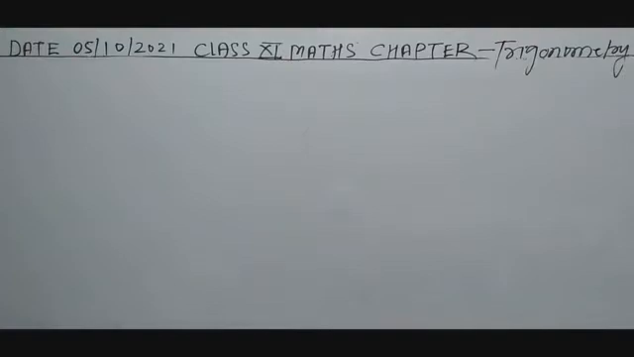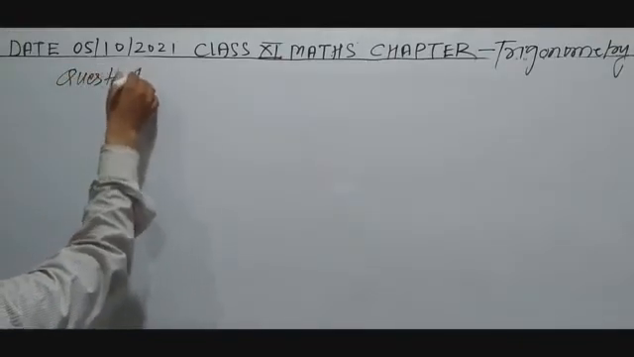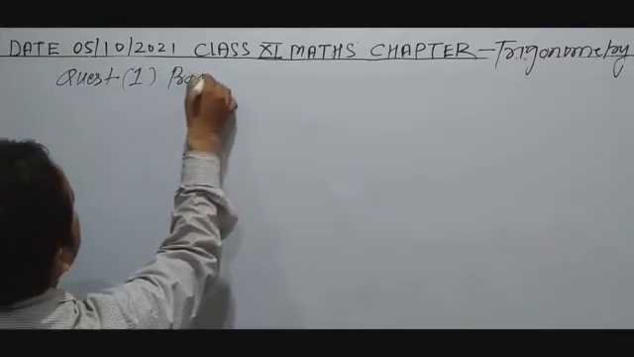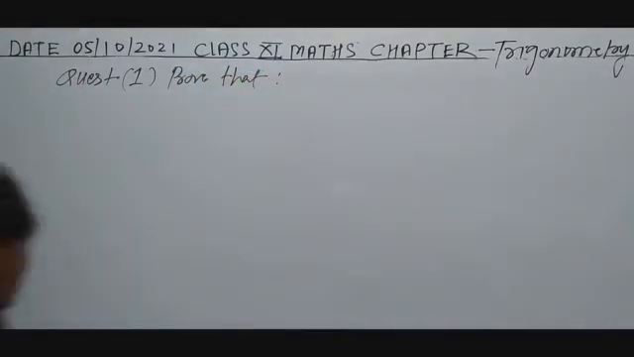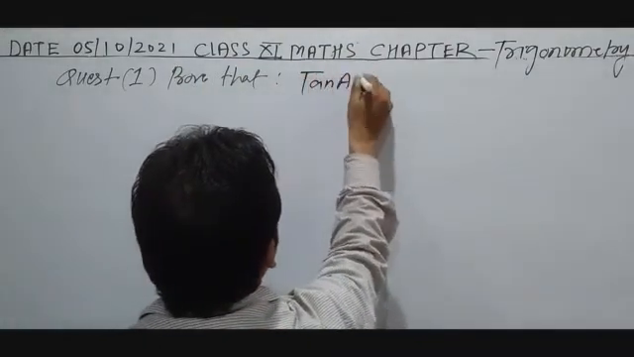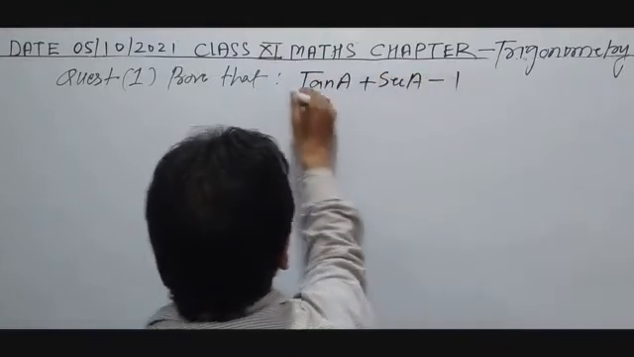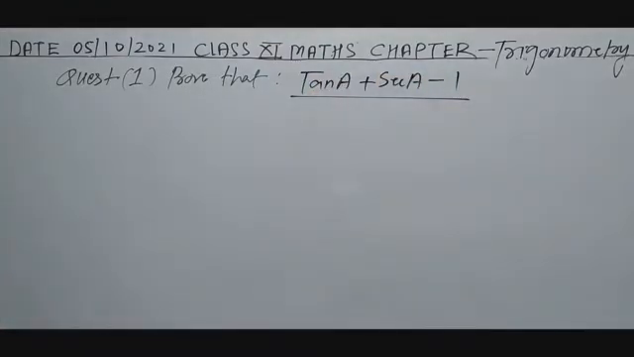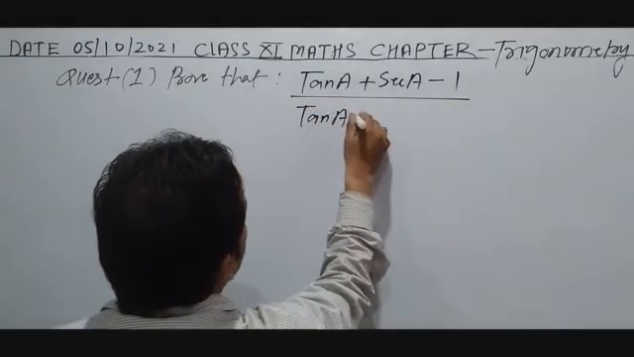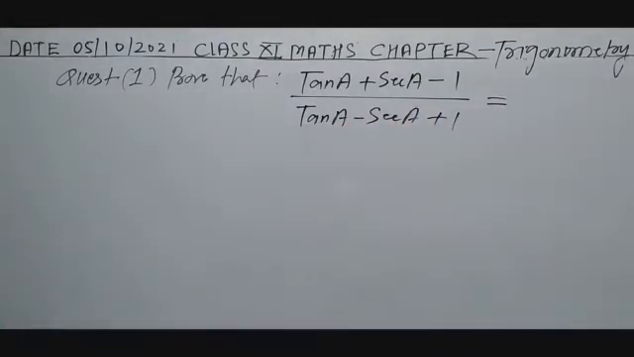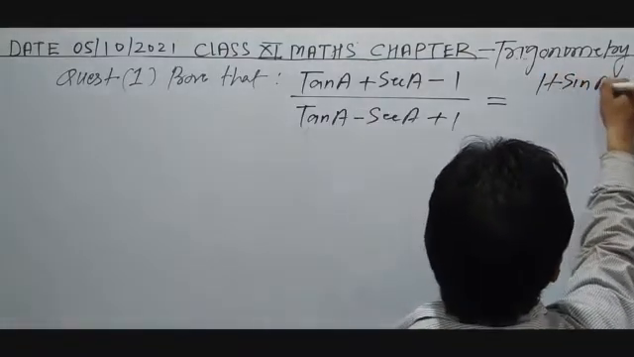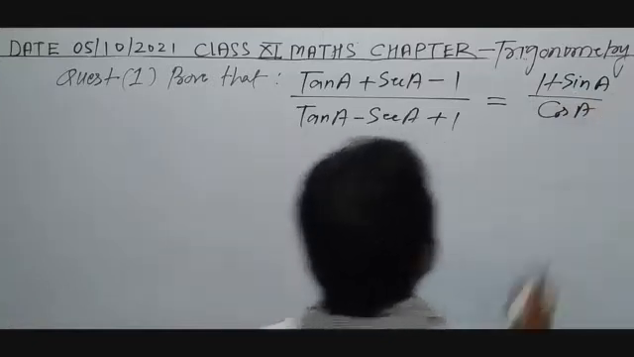So the question is: prove that (tan a plus sec a minus 1) whole upon (tan a minus sec a plus 1) is equal to (1 plus sin a) upon cos a. This is our proof.